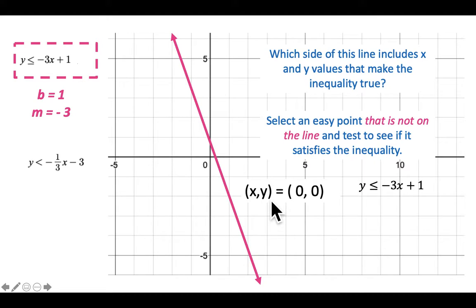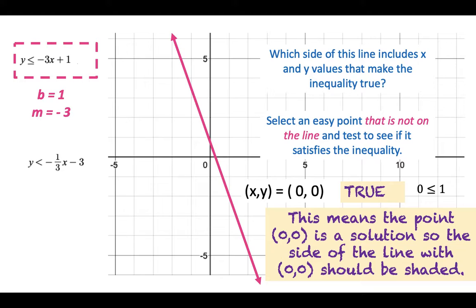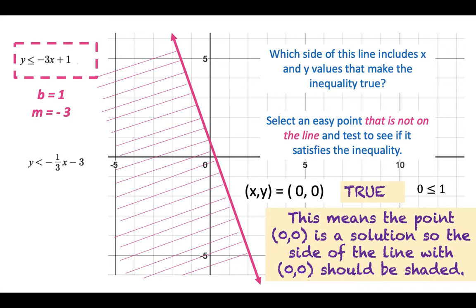So I have my points x and y equal to 0 and 0. I drop those into my inequality, and I find that 0 is less than or equal to 1. That's true. 0 is less than or equal to 1. So that means that this point is valid for my inequality in the pink box. Since that point is valid, that means that I will shade the side of the line that includes the point that I tested. So here's the way this should look. I'm going to shade that side of the line.